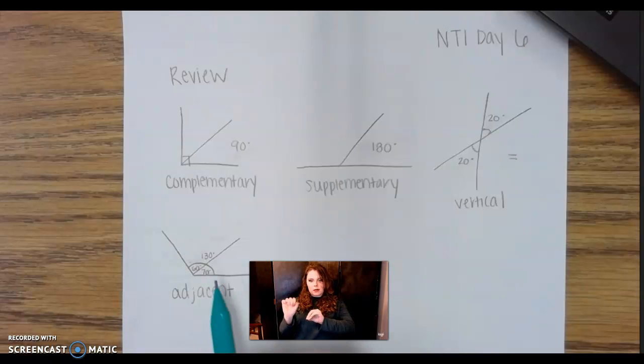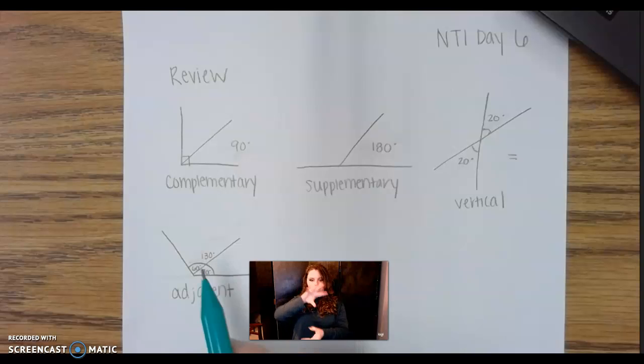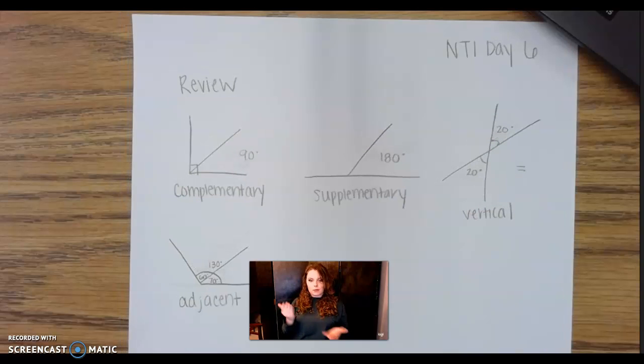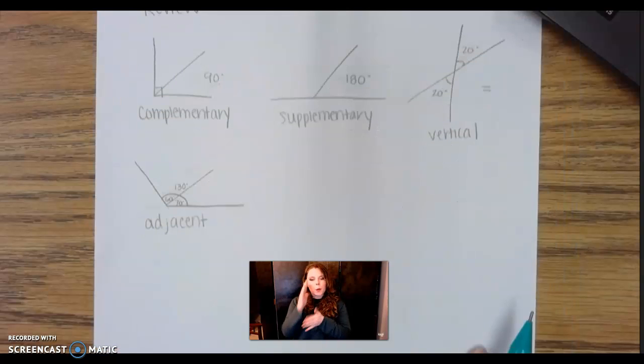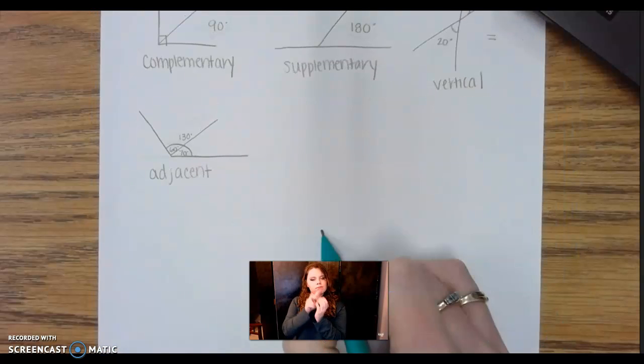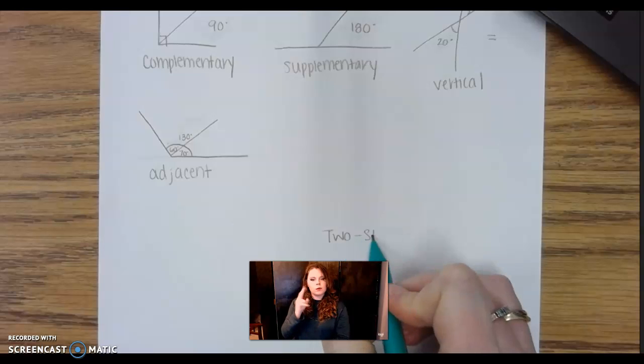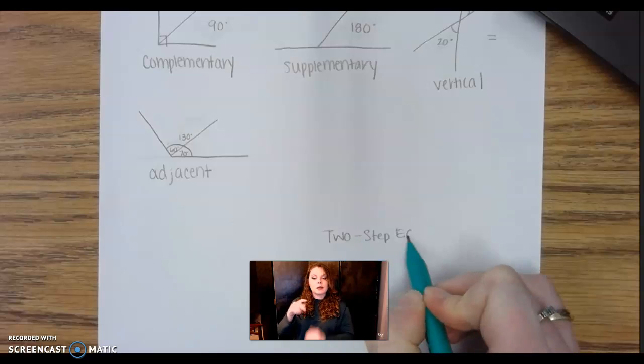adding to a total of 130. On the front side of this paper, we're basically going to go through some two-step equations together. Remember that the first step to solve two-step equations is always going to be to combine like terms.